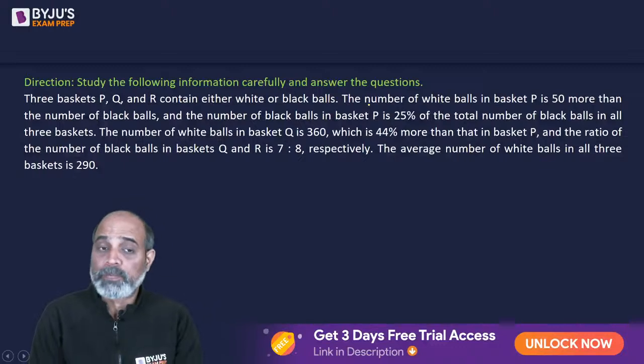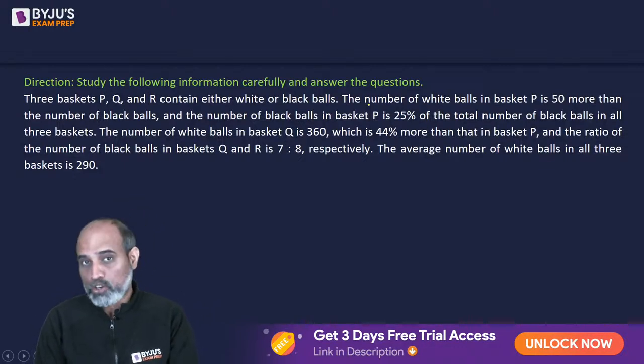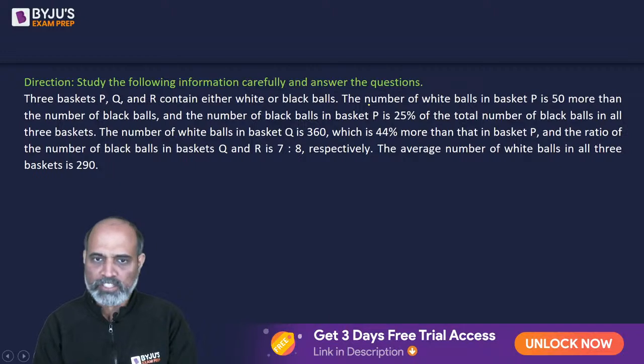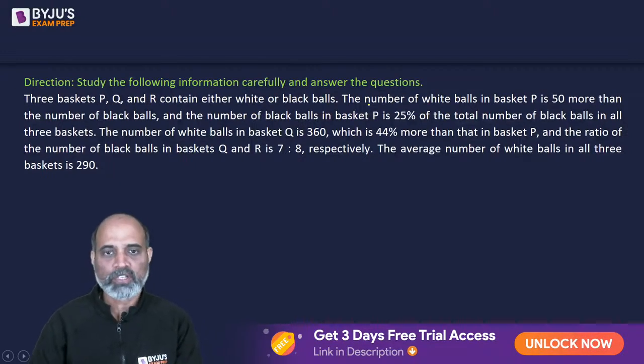3 baskets P, Q and R contain either white or black balls. The number of white balls in basket P is 50 more than the number of black balls, and the number of black balls in basket P is 25% of the total number of black balls in all the 3 baskets. The number of white balls in basket Q is this much more, this ratio, and so on and so forth. Okay.